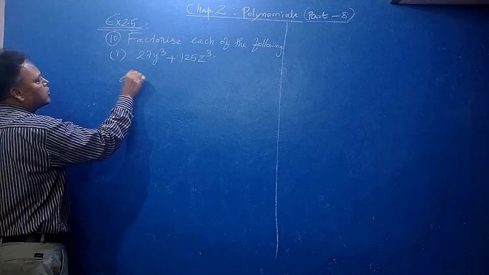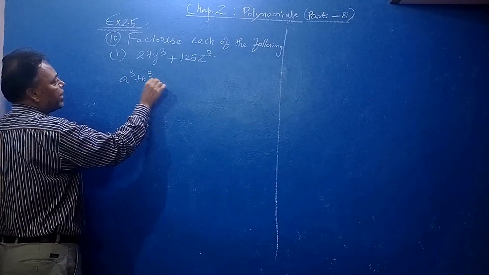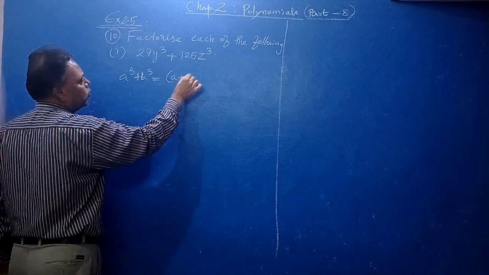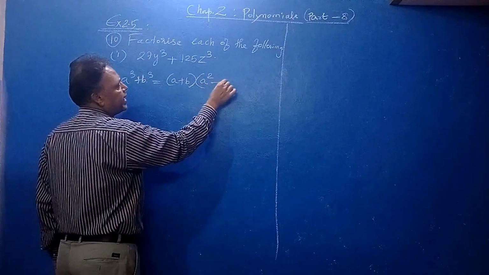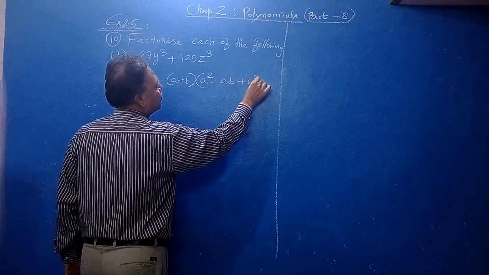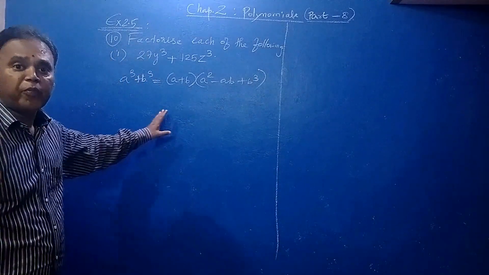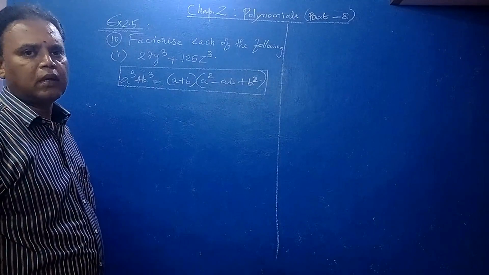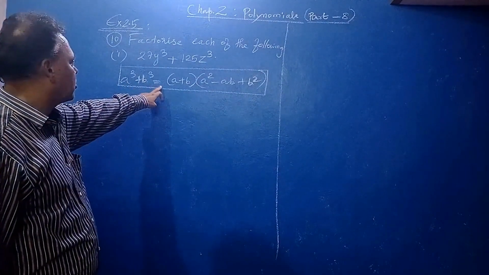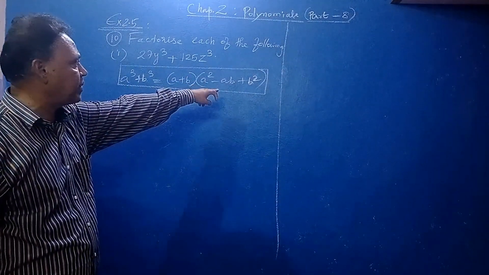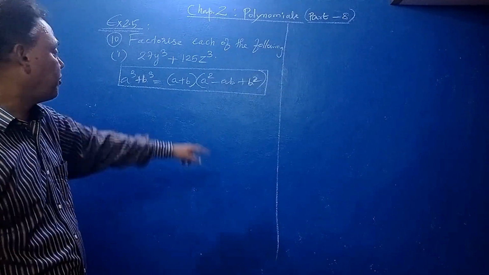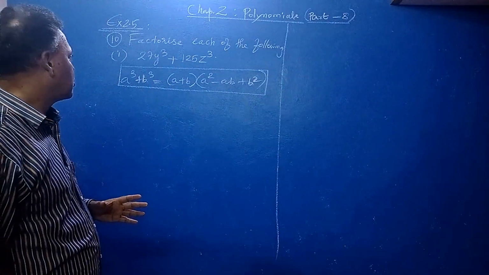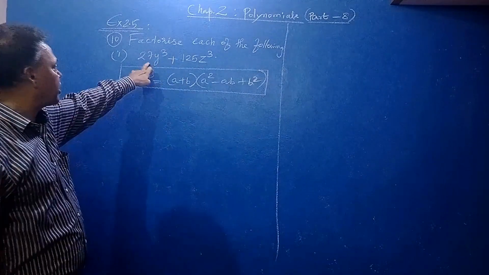What is a cube plus b cube? Factorization formula: a plus b into a square minus ab plus b square. So if you remember this formula only, you can do this problem. Otherwise, you cannot do it. See, a cube plus b cube equals a plus b into a square minus ab plus b square. If you remember this formula only, you can do it very correctly. Clear? So you have to make this a cube plus b cube form.